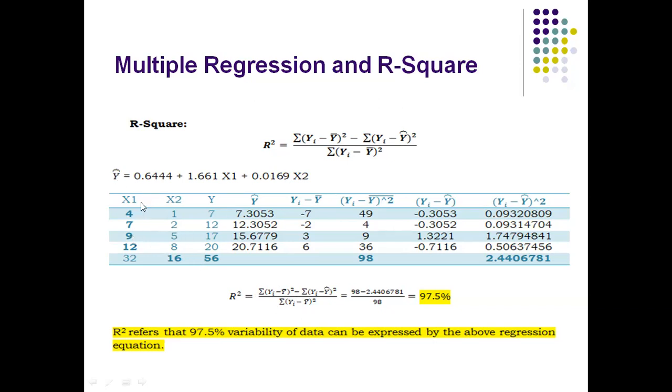So what I'm calculating is x1, x2, y hat, yi minus y bar, yi minus y bar whole square, yi minus y hat, and yi minus y hat whole square. If you sum it, you will get this 98. So this is 98 minus 2.44 divided by 98. So you will get 97.5%. So 97.5% of the variability can be explained by this expression.